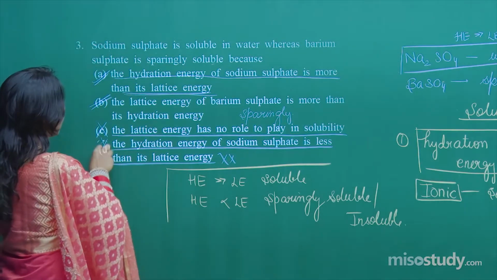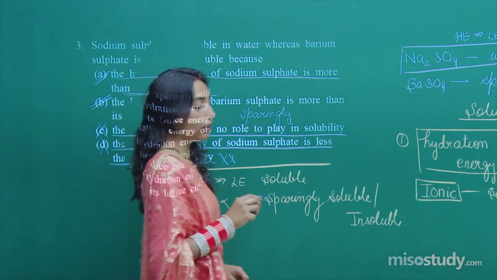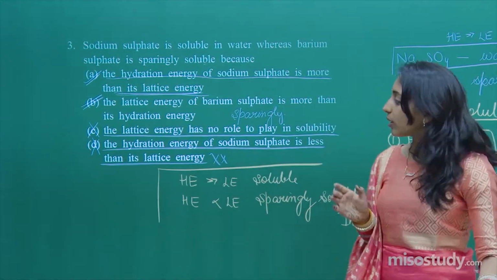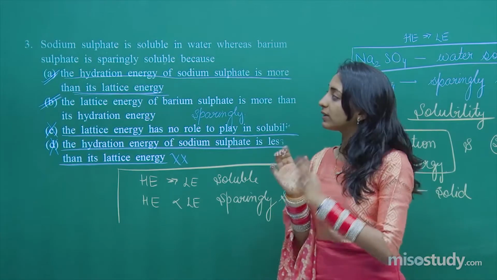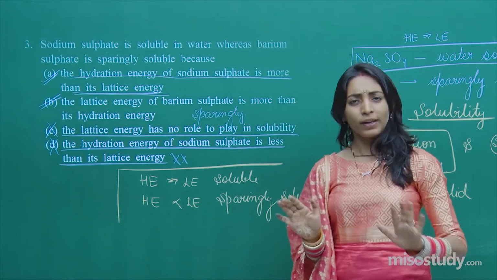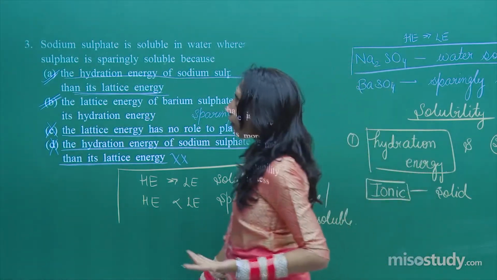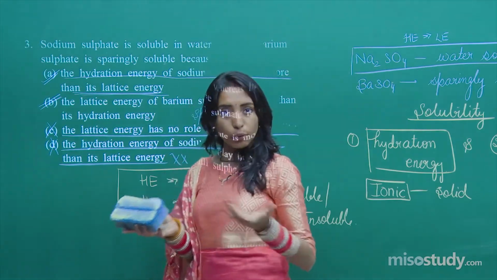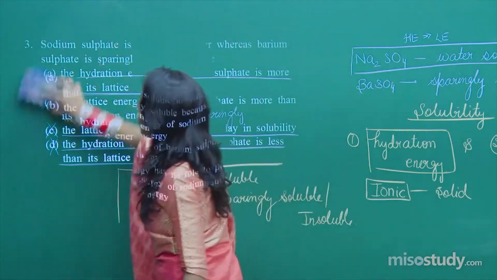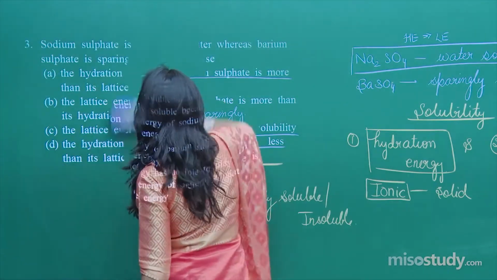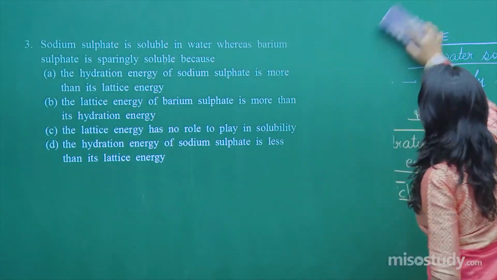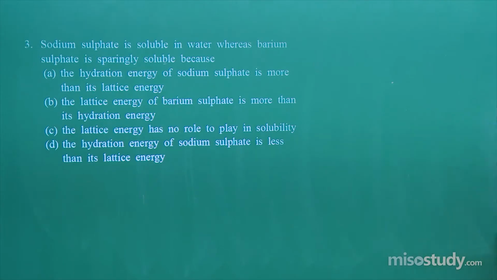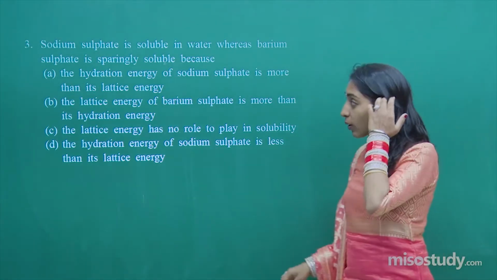So neither option C nor option D will give us the correct answer, but options A and B will be the correct options for this particular question. Good enough. It was a good concept and a really good question. You can try more such questions on your own, because this concept of hydration and lattice energy is really important when it comes to JEE Advanced.